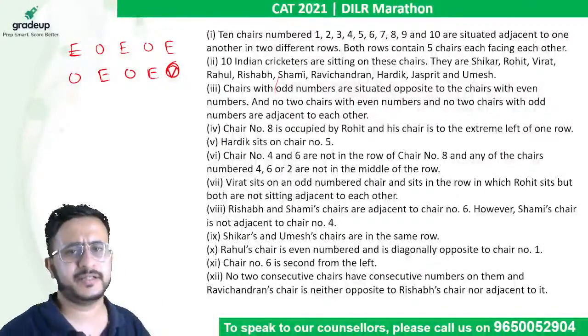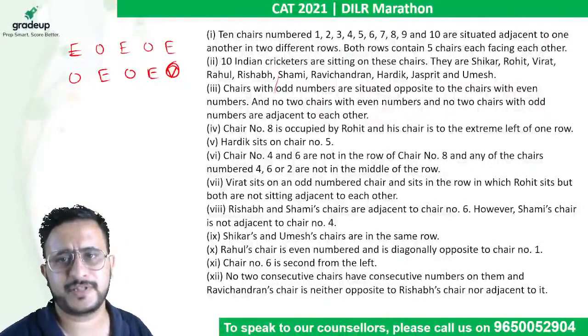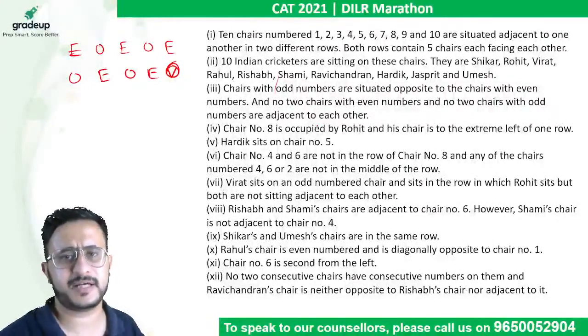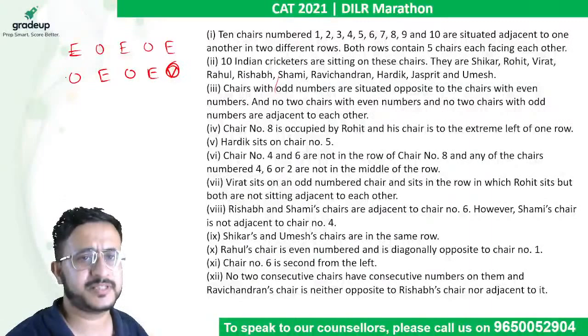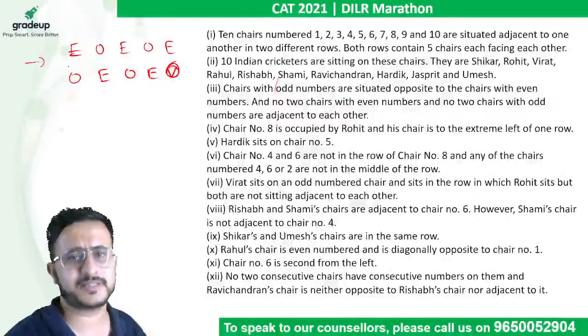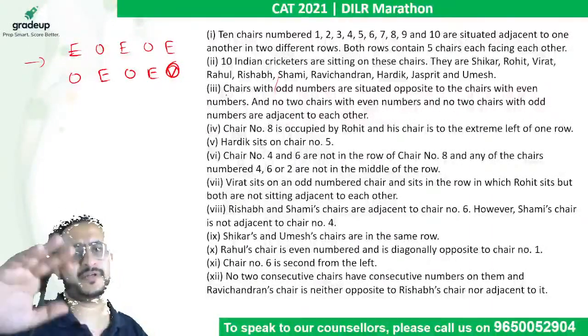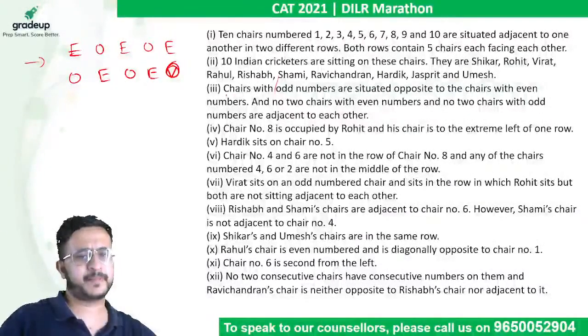Okay, alternate. They're saying odd and even, no two chairs with even numbers and no two chairs with odd numbers are adjacent to each other. So this means the third statement means this. Okay, odd numbers opposite to even and even opposite to odd. Clear?